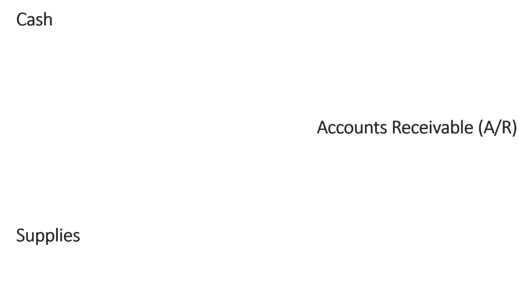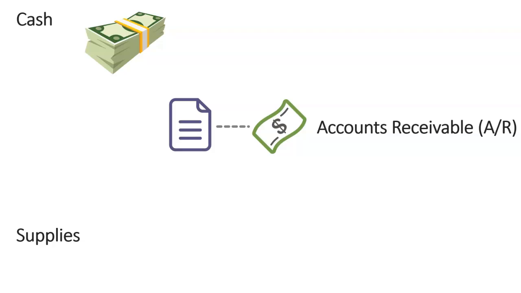A few common assets that you'll run into: cash, it's exactly what you're thinking. It's the money that the company has. Accounts receivable, that's going to be money that other people owe you. You will be receiving that money at some point in the future. An example of accounts receivable is if you send a bill or an invoice to a customer. That customer now owes you money, and we're going to call that accounts receivable.